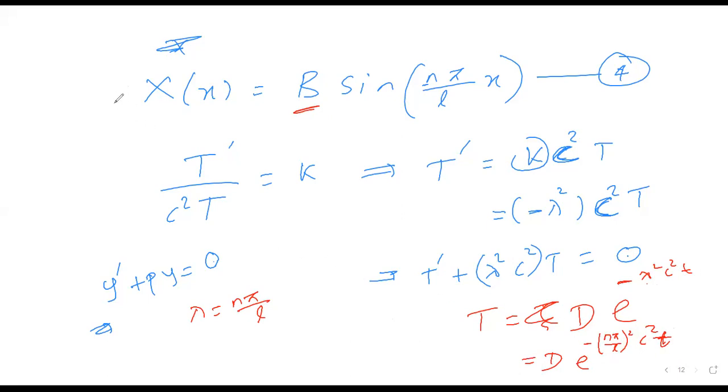So I have found my X of x. You can write this as T of t. T is the function of small t. So this is my 4, and this is maybe 5. So I have solved for k less than 0. I have found my X of x as well as T of t. Multiplying these two gives our u. So that's what I'm going to do.